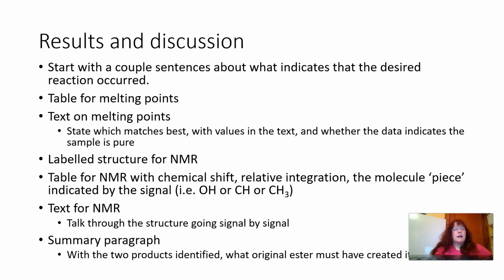So at the end of this one, you definitely want a summary paragraph because, again, your charge is to figure out the ester from identifying these 2 products of the reaction. So after identifying the 2 products of the reaction, take a couple sentences to explain how those 2 products describe the starting ester that you were identifying, why that is the case, okay?